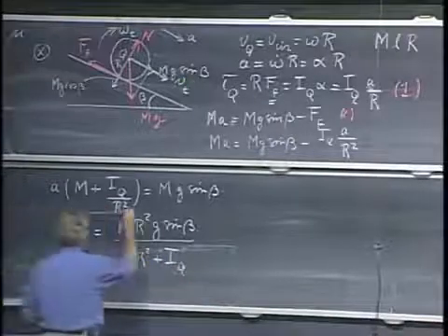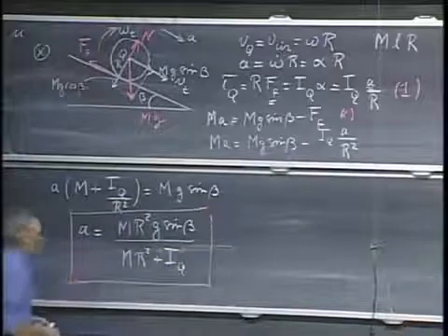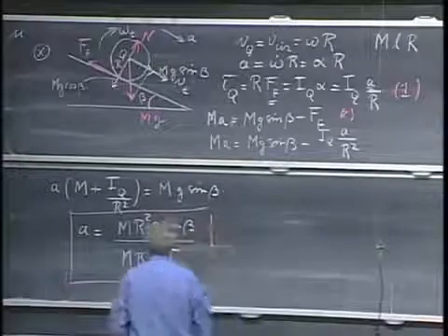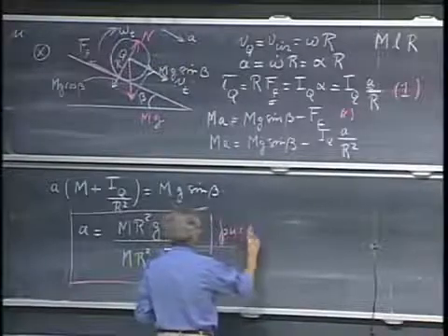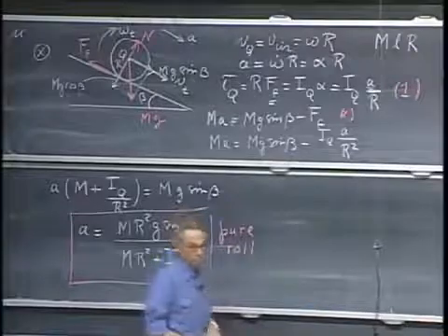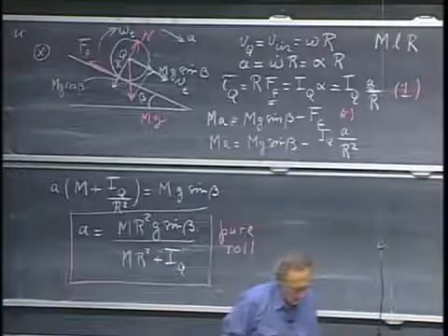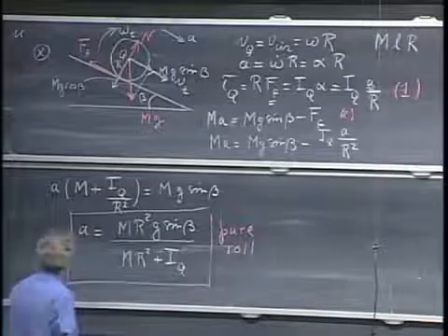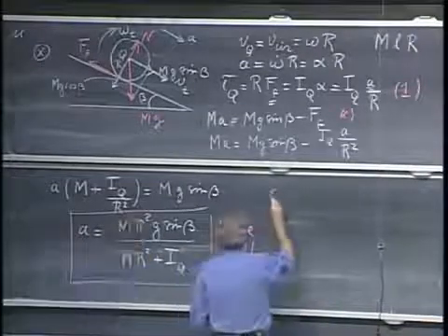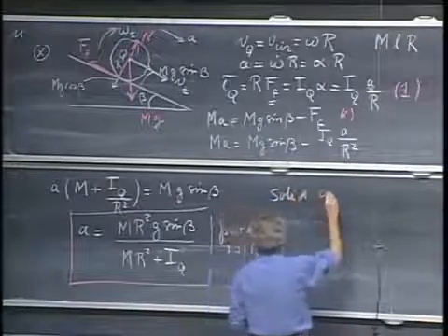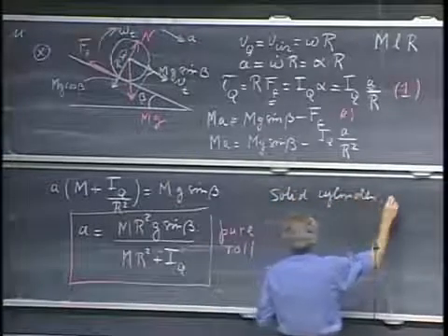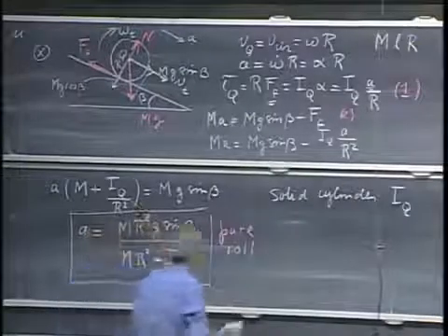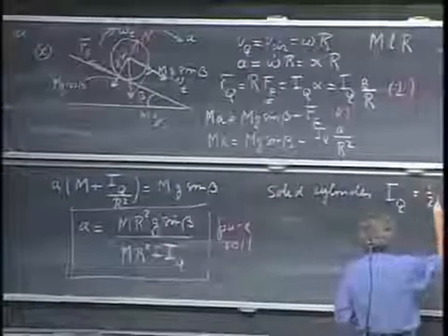And this is my result, and all I have to put in now is the moment of inertia of rotation about that axis. I want to remind you, though, that it is only true if we have a situation of pure roll. So we can now substitute in there the values that we have for a solid cylinder. If we have a solid cylinder, then the moment of inertia about this axis through the center of mass, which I've called Q, equals 1/2 m r squared.